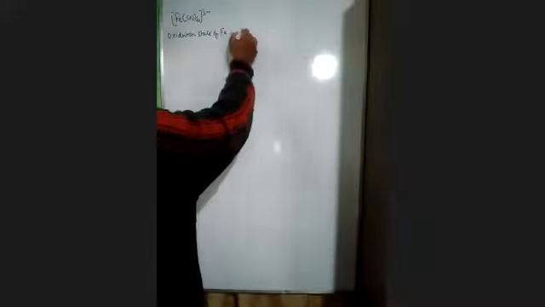Fe(CN)6, what is the oxidation state of iron? You know it is +3. Then, what is the electronic configuration?